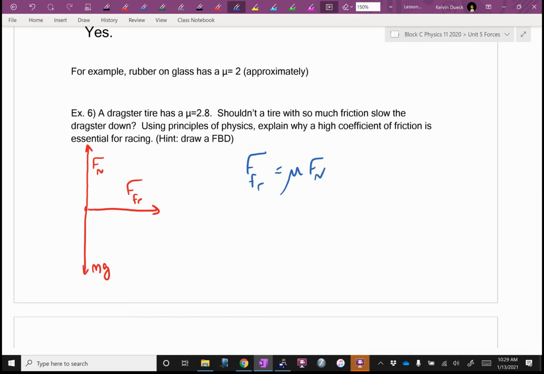Braden, have I convinced you? Yep. So, bigger mu, bigger F friction, bigger acceleration. Because if F equals ma, it's not like the mass of the dragster gets bigger. You'll get a bigger acceleration with a bigger force.